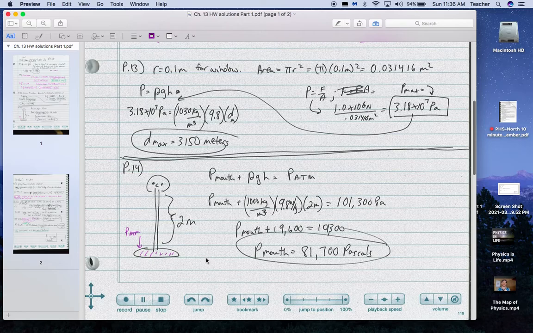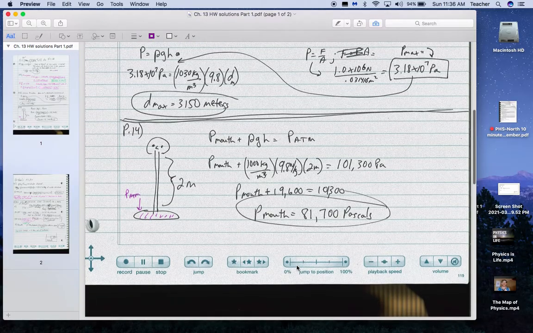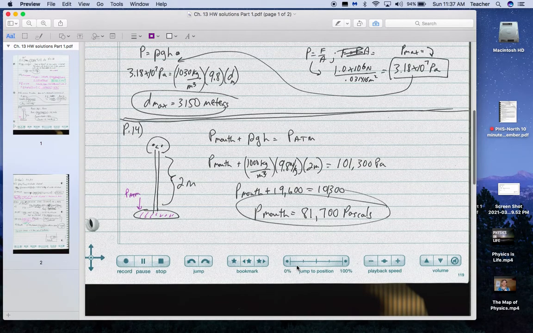This is supposed to be a person using this long straw. I don't even know what it looks like, an alien of some sort. So the pressure in the mouth plus the pressure caused by this column of liquid would have to equal the atmospheric pressure down here. So again, fresh water, rho g d, they said the person could pull it up 2 meters, and that equals atmospheric pressure. So the pressure in the mouth is less than the atmospheric pressure by 19,600 pascals.